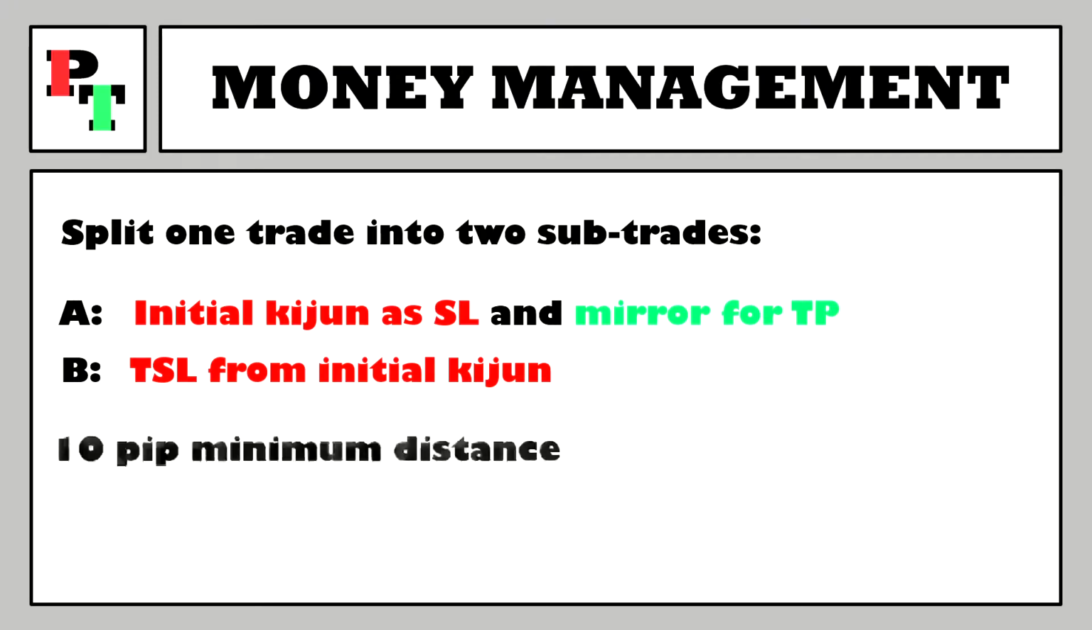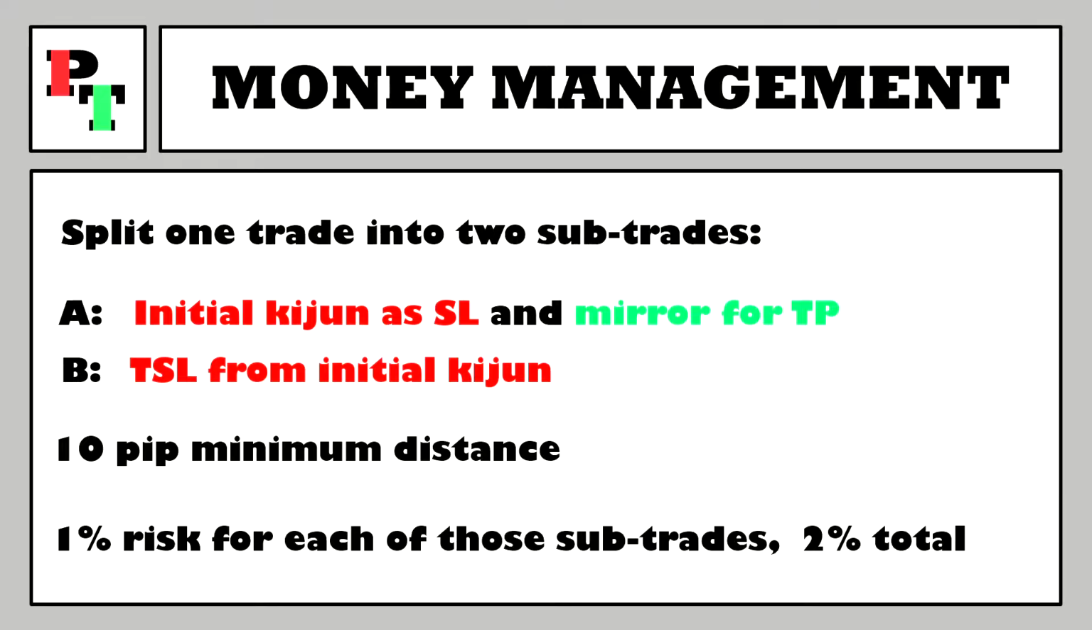Just to be safe, a niche rule that we're going to apply for both of our sub-trades is that if the KIJUN Sen line is less than 10 pips from our entry price, we will use a minimum 10 pips for the initial stop losses. This is because there are occasions where the KIJUN Sen line can end up on top of our entry price and we could get knocked out of the trade near as soon as we got into it. Better safe than sorry.